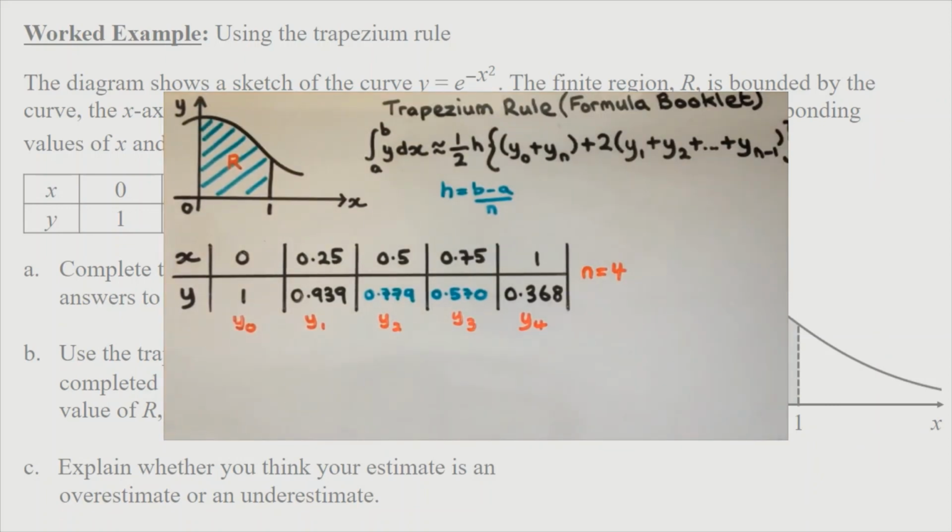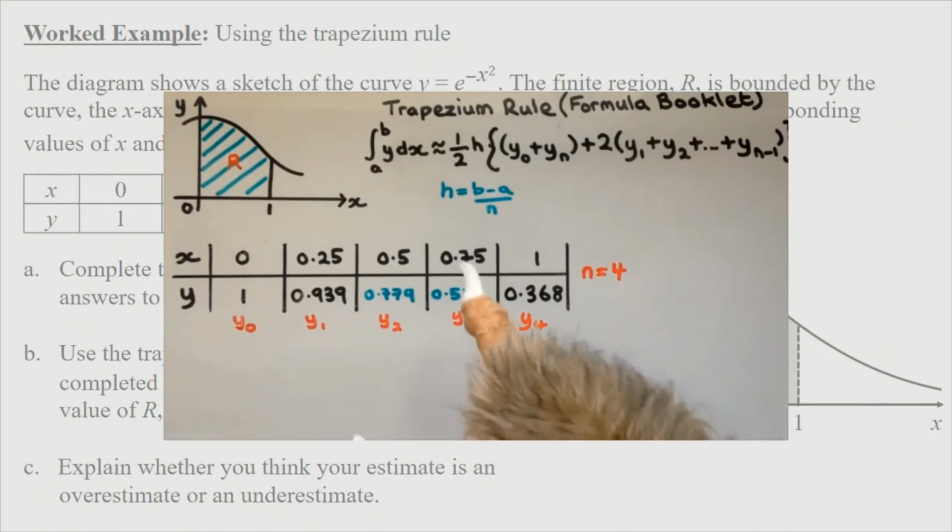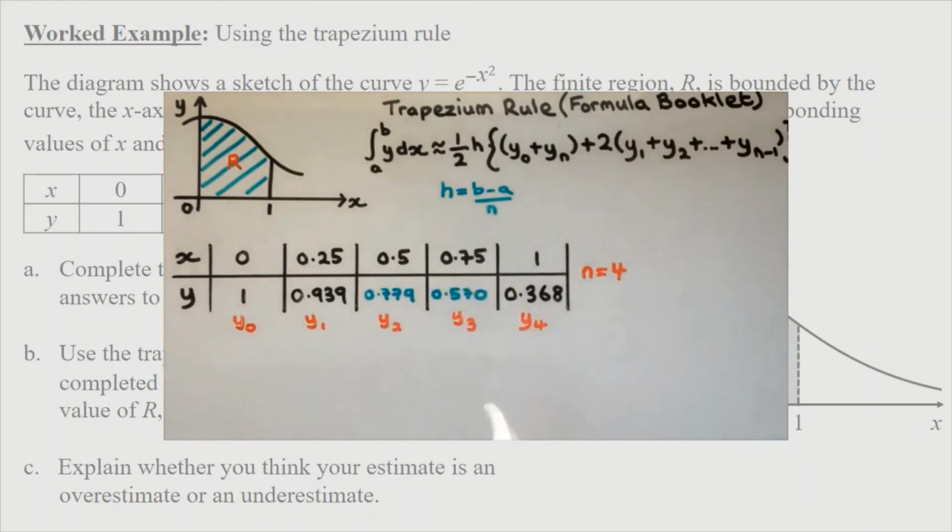So let's start using the formula. The first thing I'd like to do is to calculate h, and it's a bit of a giveaway really from the table. The h is staring at you, but I'm just going to work it out from the formula book so you know how to do it yourself. So remember, it's b minus a. B is your upper limit of your x value and a is your lower limit.